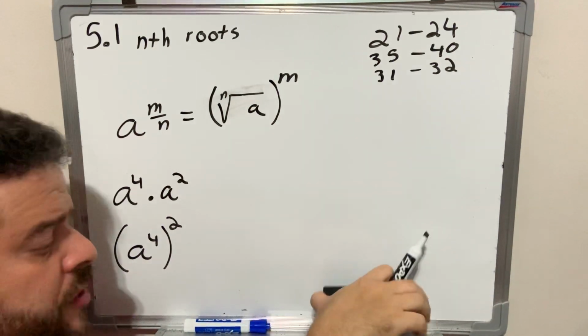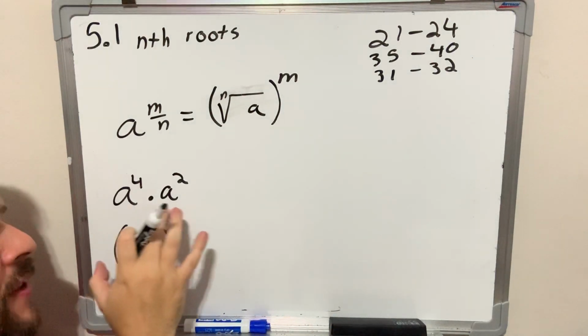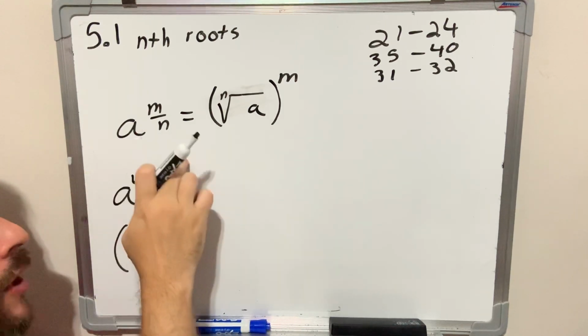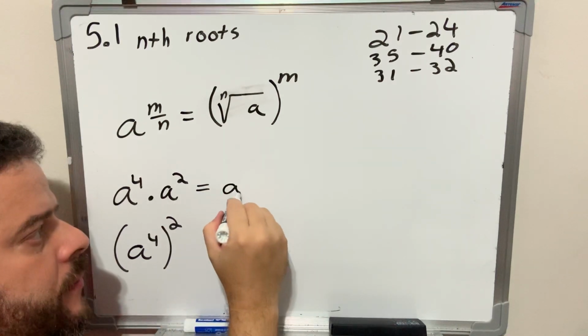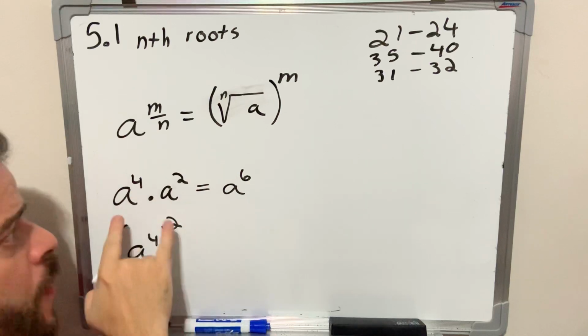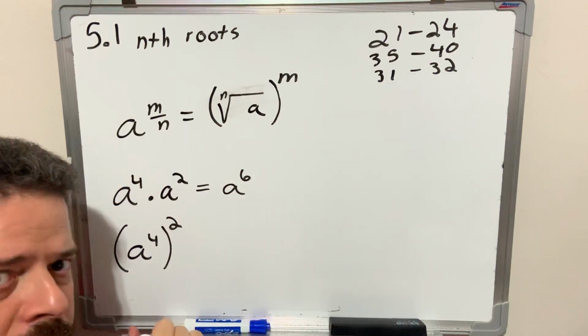And again, this is Algebra 1, but a small review. If you're multiplying variables of the same base, all you have to do is add the exponents. You do not multiply the exponents, you add them. So when we multiply variables of the same base, we add our exponents.